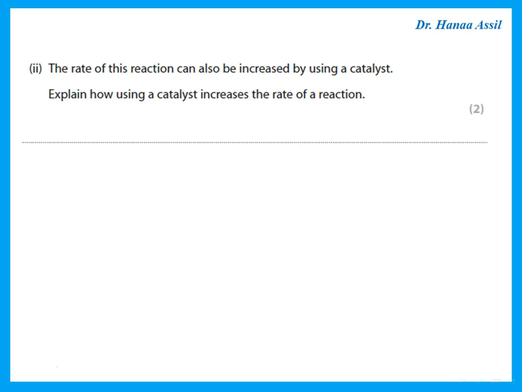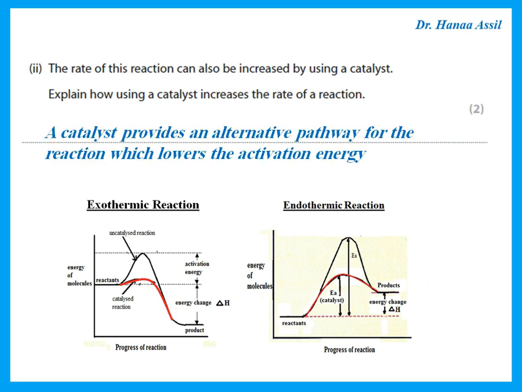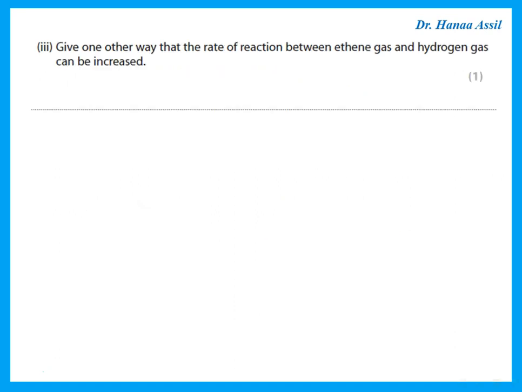The rate of this reaction can also be increased by using a catalyst. Explain how using a catalyst increases the rate. Remember, if we use a catalyst for any reaction, what happens? It provides an alternative pathway for the reaction which lowers the activation energy. Remember, the activation energy is the difference in energy from the reactants to the top. So when we use a catalyst, then the energy of activation is much lower. This makes the reaction faster.